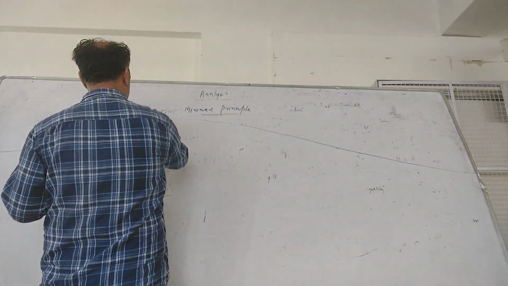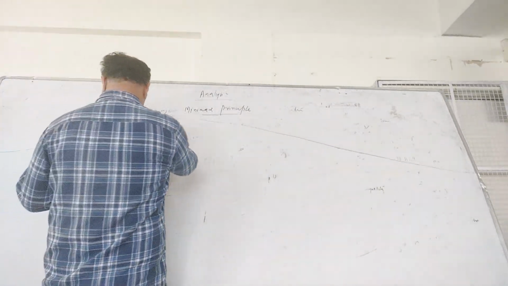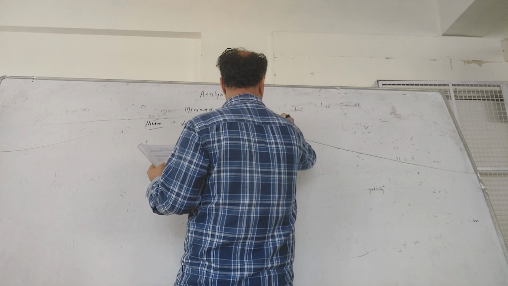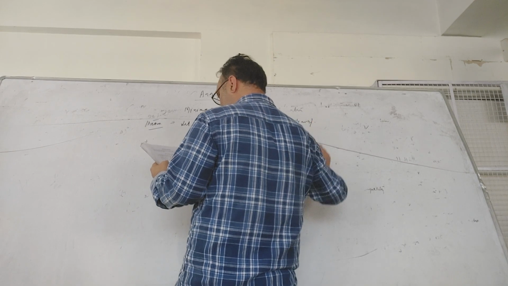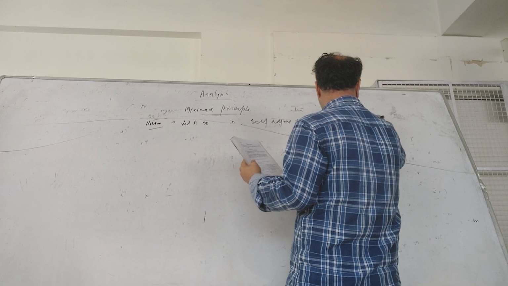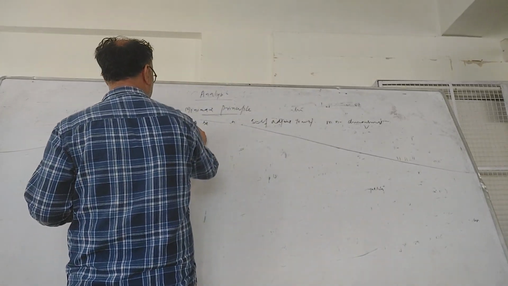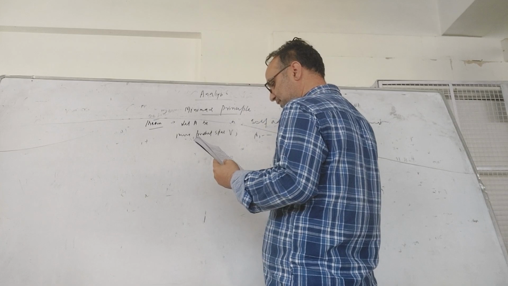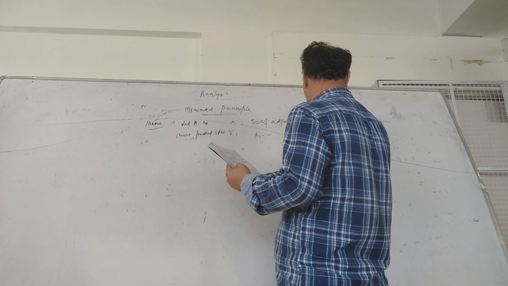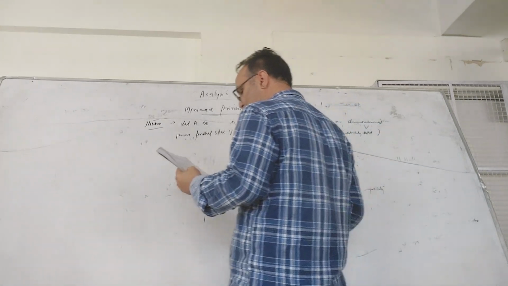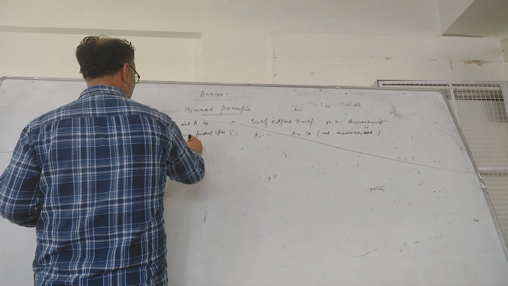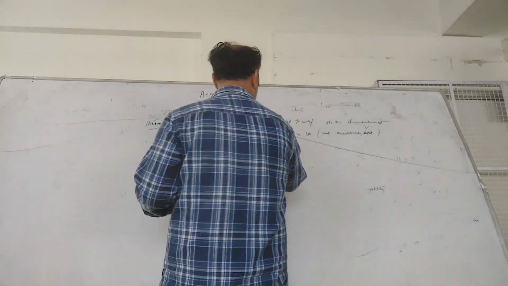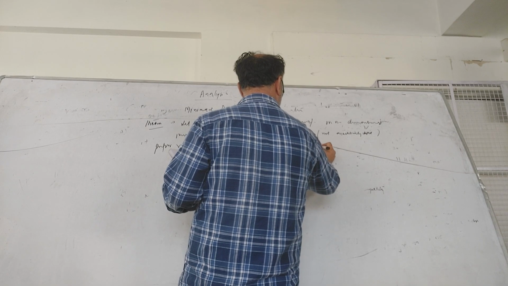So the theorem says that: let A be a self-adjoint transformation on an n-dimensional inner product space, and let lambda 1 through lambda n, not necessarily distinct, be the proper values of A, with the notation chosen such that lambda 1 is greater than or equal to lambda 2, greater than or equal to lambda 3, and so on, greater than or equal to lambda n.